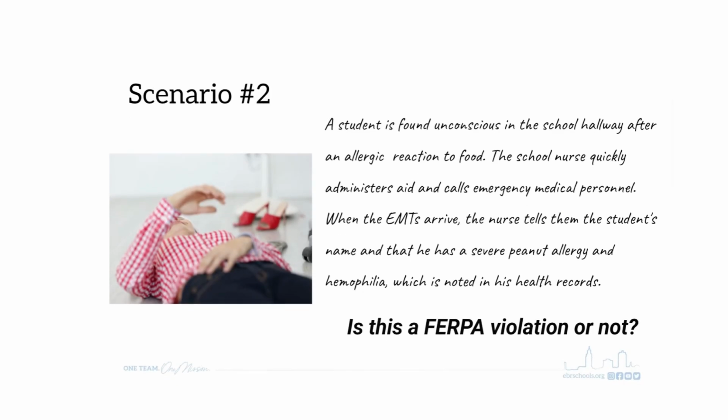The disclosure of health information is generally protected, but FERPA has an exception for health and safety emergencies. School officials can disclose PII from education records to appropriate parties like medical personnel if the information is necessary to protect the health or the safety of a student or individuals during an actual emergency. The nurse's actions were compliant with FERPA, as the information was shared in a genuine emergency to ensure the student received appropriate and timely medical treatment.